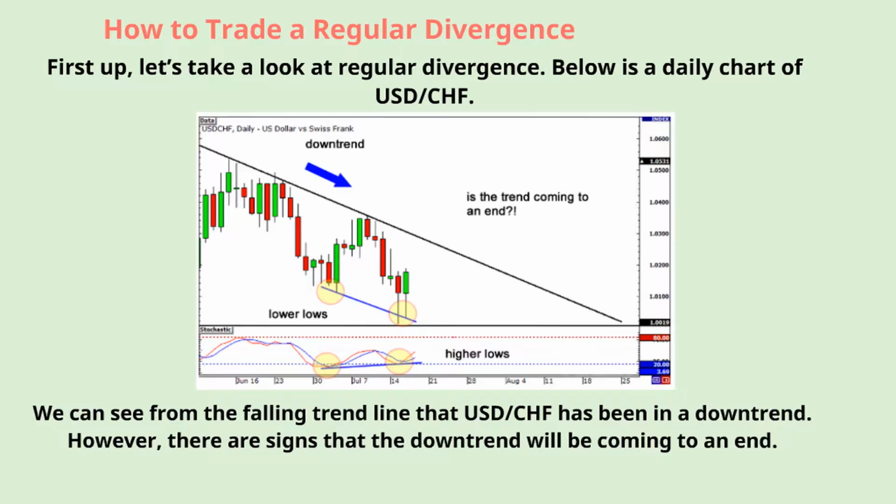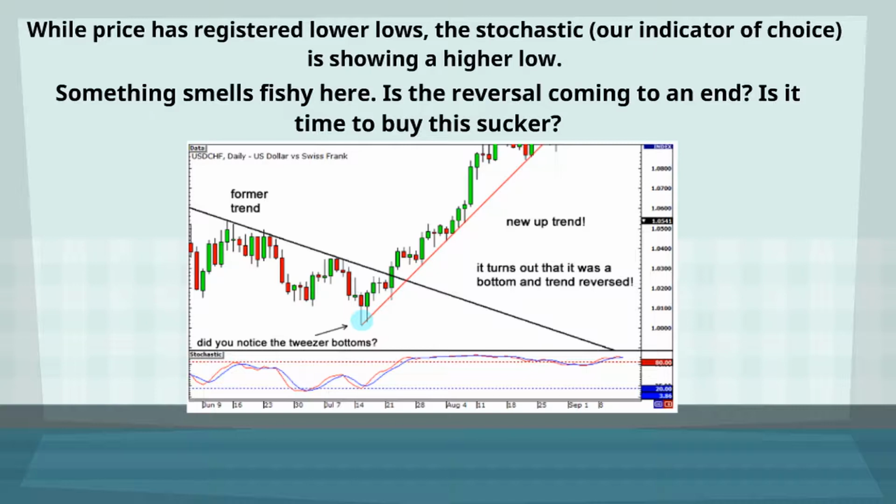How to trade a regular divergence. First up, let's take a look at regular divergence. Below is a daily chart of USD CHF. We can see from the falling trend line that USD CHF has been in a downtrend. However, there are signs that the downtrend will be coming to an end. While price has registered lower lows, the stochastic, our indicator of choice, is showing a higher low.